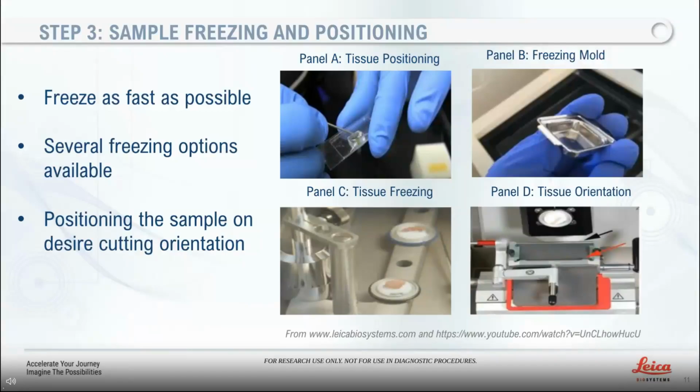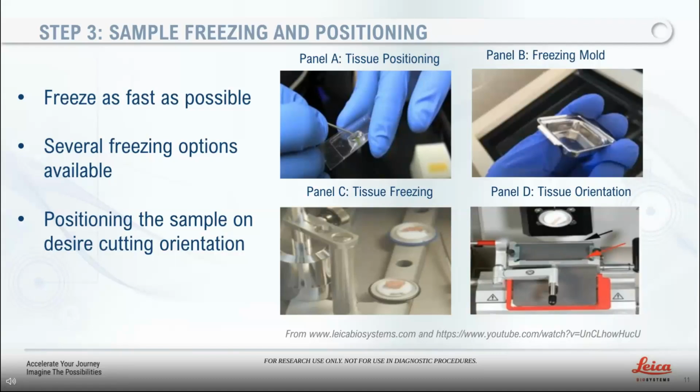Step number 3, sample freezing and positioning. Specimens for frozen section can be prepared in a variety of ways. They can be frozen in a cryogen mixture such as isopentane cooled by dry ice, liquid nitrogen, or placed onto a thin layer of cryo compound on a specimen holder that is placed on the freezing shelf, or a large cooled metal block placed inside the cryo chamber.